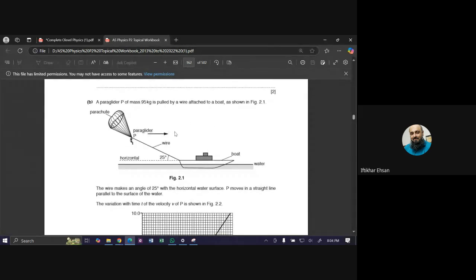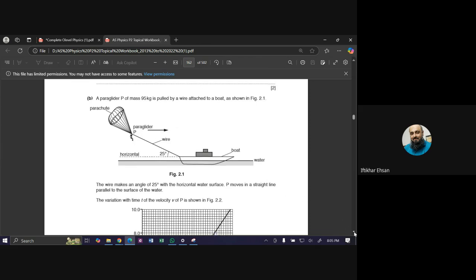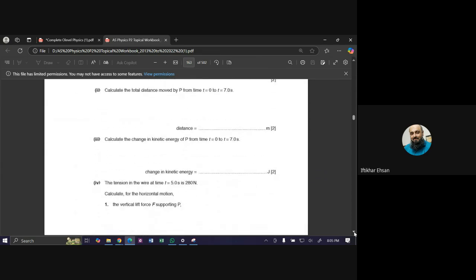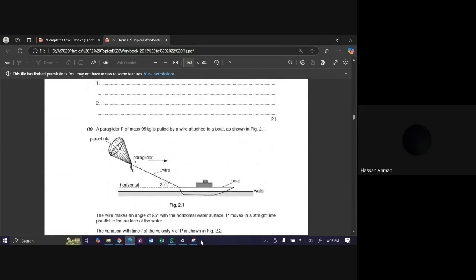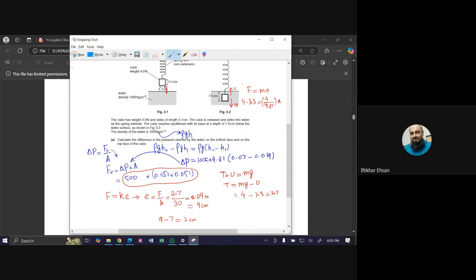It's going in a straight movement. It means the vertical force will be equal to the downward force. The vertical force, there will be a downward force. And let me tell you what the other force acting is: 280 newtons. What is 280 newtons? Tension. Okay, this is going to be a good part. Are you ready? Yes, sir. So let's snip it.